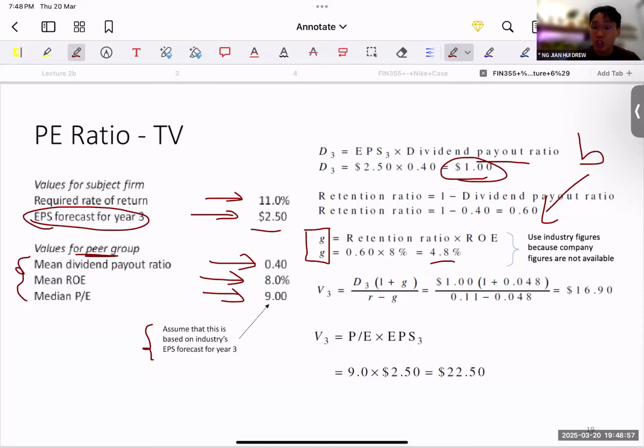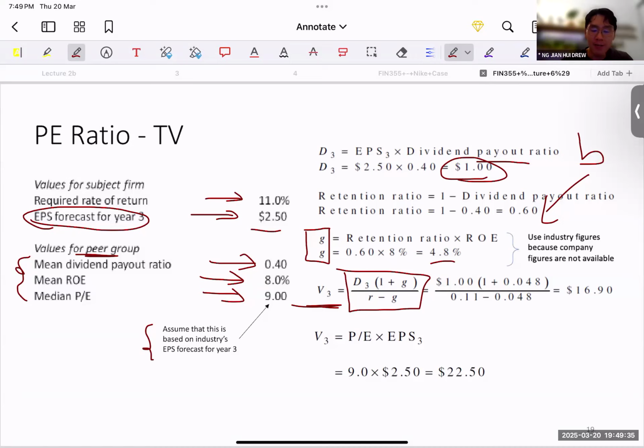So having determined your G and your dividend amount, we now can calculate the terminal value of your PE using your dividend discount model, right? This is just your growing perpetuity. So $1 times 1 plus G, where G is 0.048. You determine what is the value of your stock.